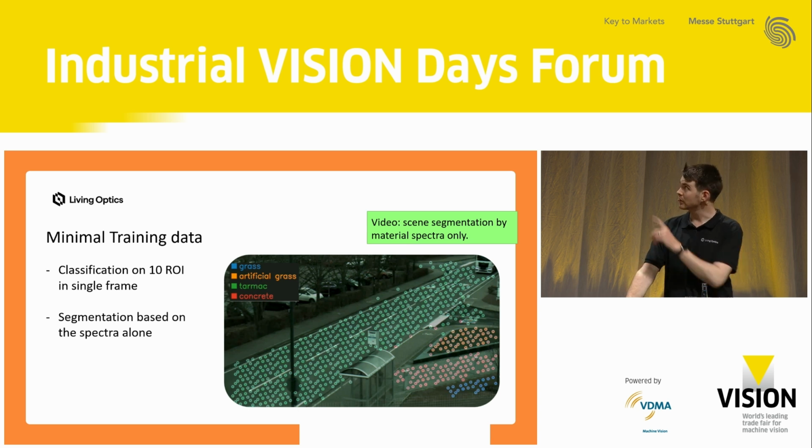Here is a video that's out of our HQ. We are just looking at the spectral information, and we've used a basic classifier to showcase some materials that are around. So we have our tarmac on the road, we have some artificial grass, we have some real grass, and we have some concrete slabs on the path.